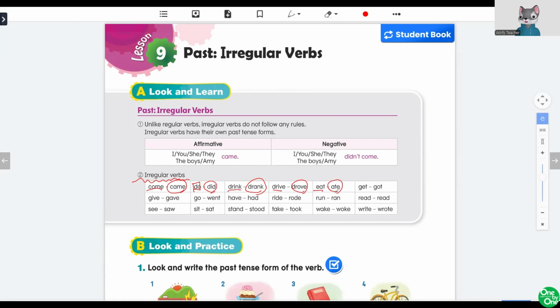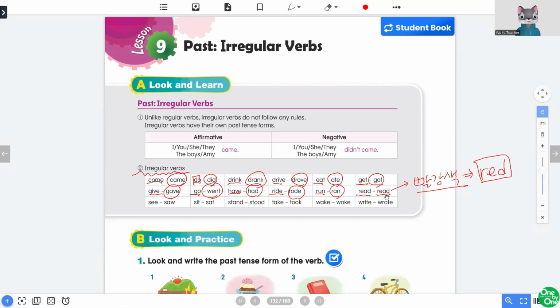Eat changes to, as I said, ate. Get changes to got. Give changes to gave. Go changes to went. Have changes to had. Ride changes to rode. Run changes to ran. Read changes to, it's not the same. We don't say read, and the past tense is not read. We pronounce it as red, just like the color. Read, in the past, is red. Do you understand?